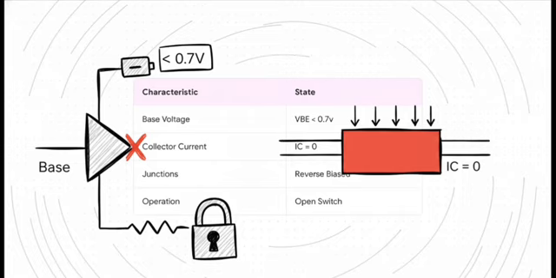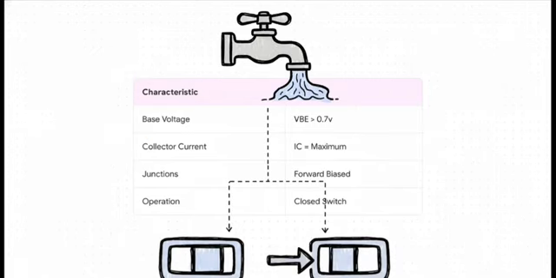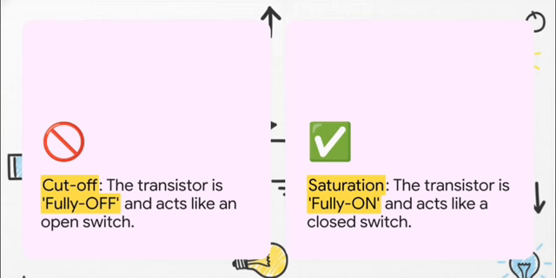First up is the cutoff state, and honestly, it's super simple. If we give the base less than about 0.7 volts, nothing happens. The transistor is fully off. It's just sitting there like an open switch, completely blocking any current from flowing through. But what happens when we apply more than 0.7 volts to the base? Well, that's when we hit saturation. The faucet is thrown wide open. The transistor flips to fully on, and it acts like a closed switch, letting the maximum amount of current flow right through.